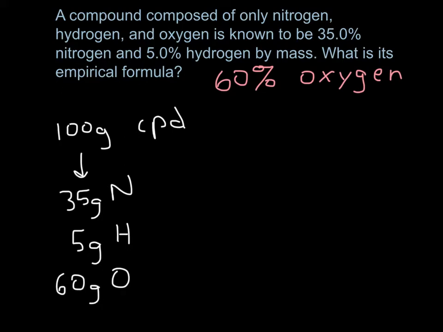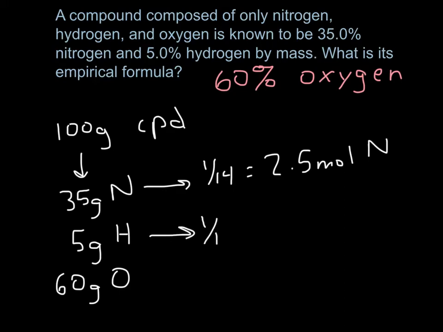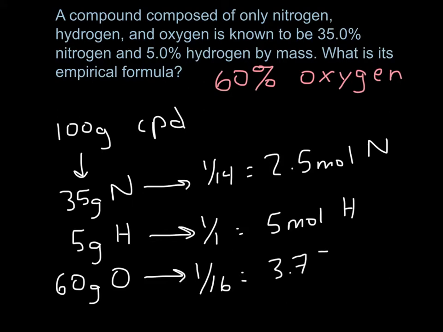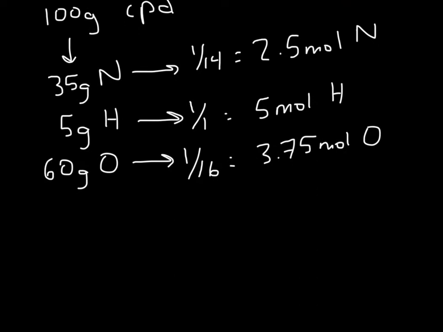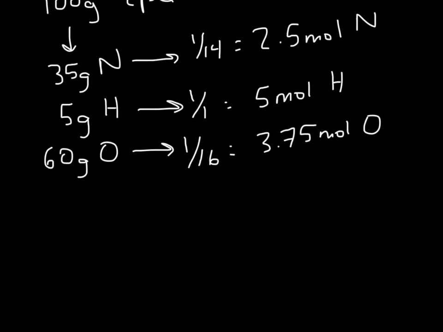If I consult the periodic table, I know that 35 grams of nitrogen, multiplied by 1 mole for every 14 grams, is going to give me 2.5 moles of nitrogen. Similarly for hydrogen, 1 gram for every 1 mole, and I'll get 5 moles of hydrogen. And then doing this for oxygen, 1 mole for every 16 grams of oxygen, I find that this is 3.75 moles of oxygen.